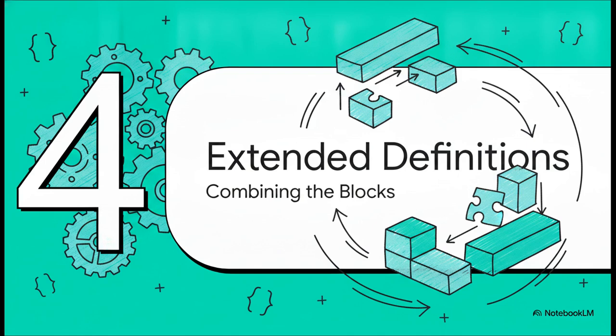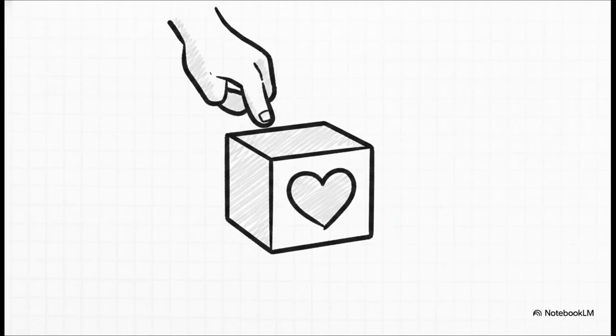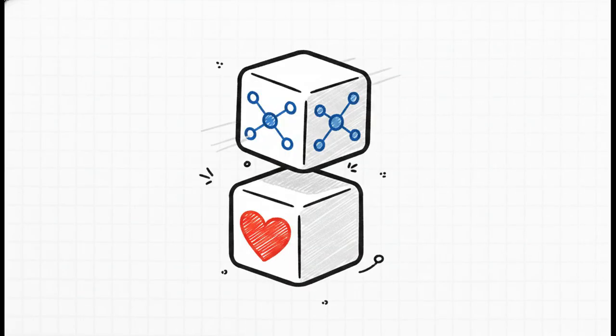Okay, now for the grand finale. Section 4, crafting extended definitions. We're going to put all of these building blocks together to construct a bulletproof academic definition from scratch. We always start with our baseline. Step 1 and 2, our term and our verb. The circulatory system is.